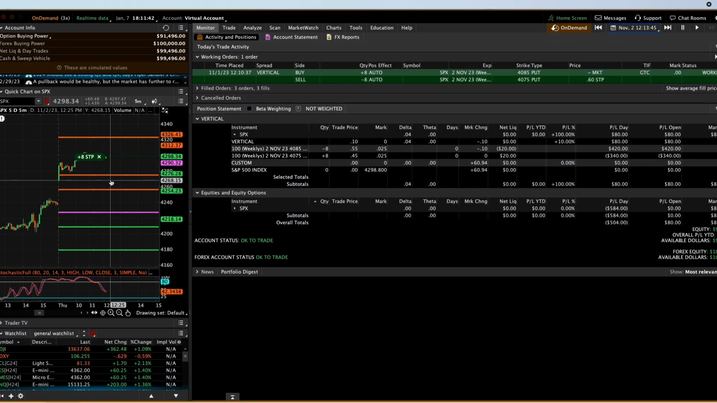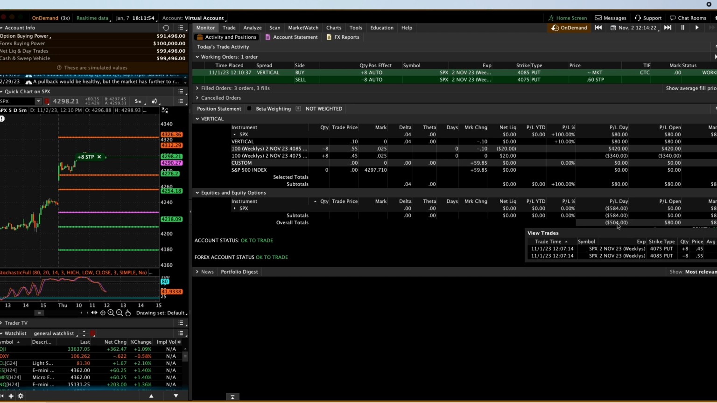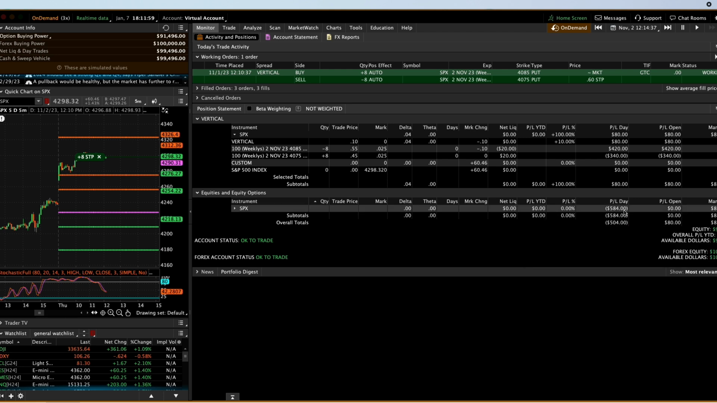So I'd have to look back into history and see what this was, but you can hear that we did get stopped out on one of our trades. It was definitely our call spread. Let's see what the damage was. All right, looks like $500, something like that. 584, whatever. 584. That's our damage.